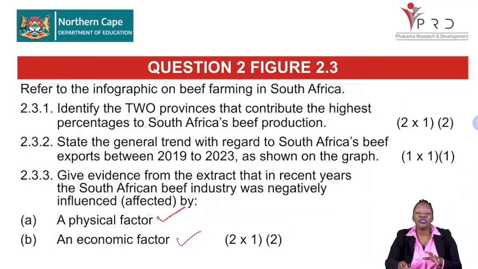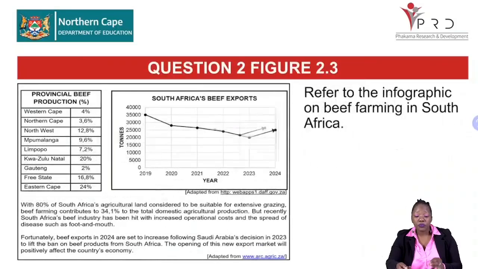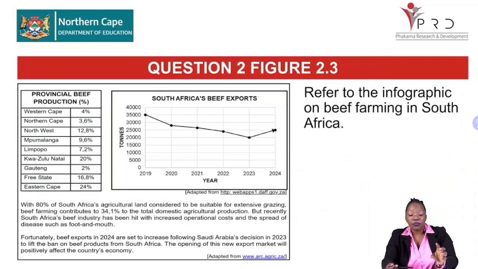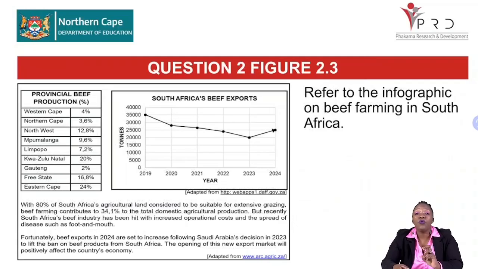So now that we have seen the questions, I'm going to allow you the opportunity to go through the infographic on your own. So you have seen the questions and what you are looking for. Your provincial beef production, your beef exports, as well as the extract. So I'm going to give you 3 minutes to go through the infographic, and then after 3 minutes, we will be ready to answer the questions.